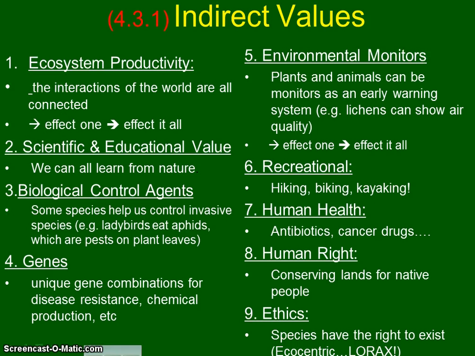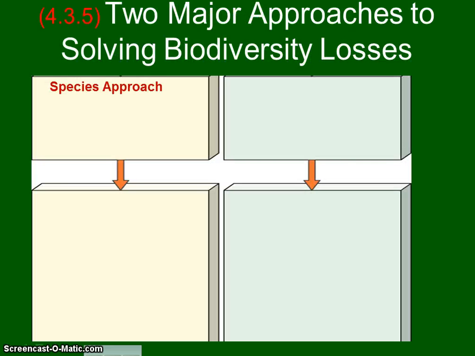Ethically, we can think like the Lorax. All species have a right to exist, but this is a very ecocentric view, and we know a lot of humans are more on the anthropocentric and technocentric side of the spectrum, and we're not really thinking this way. But maybe we should at least consider where some people might be coming from that do think that way.